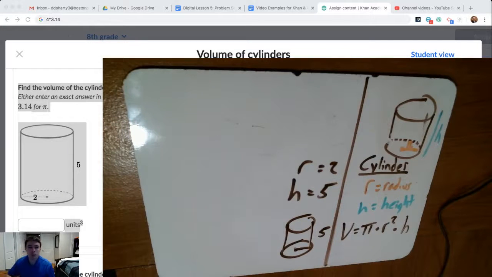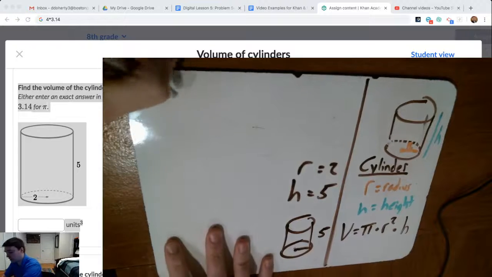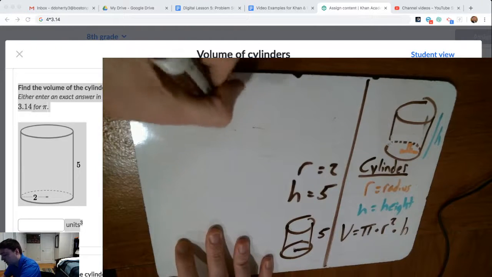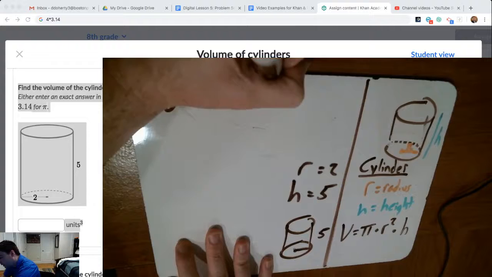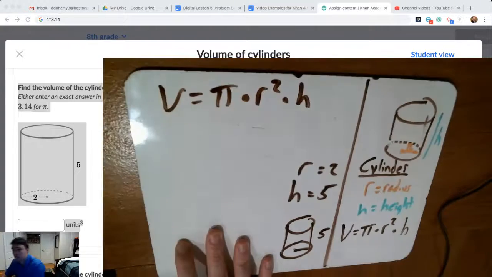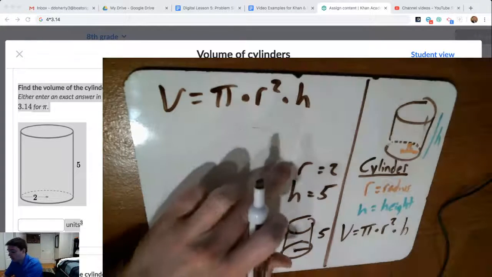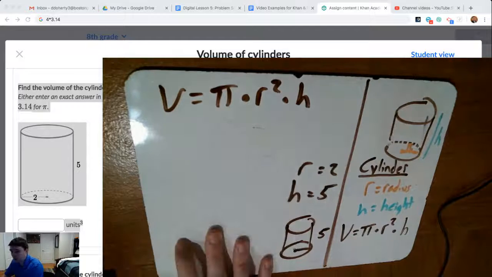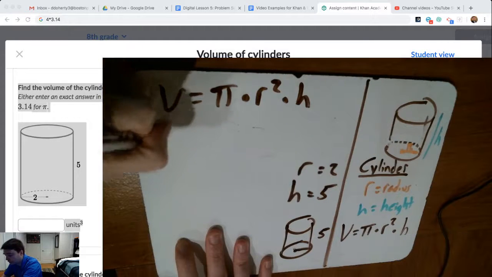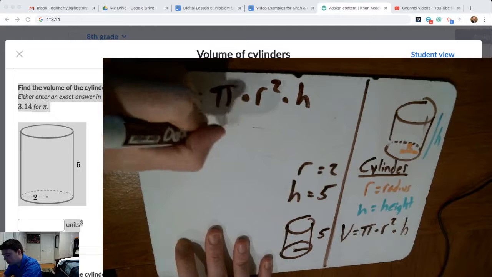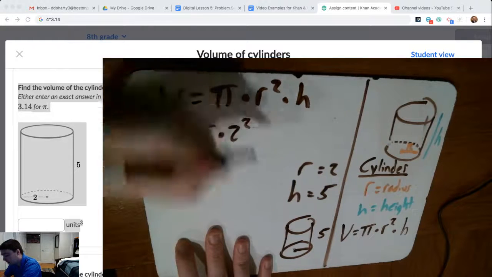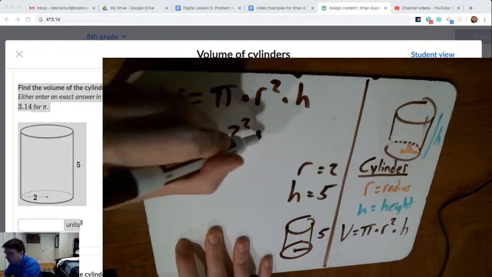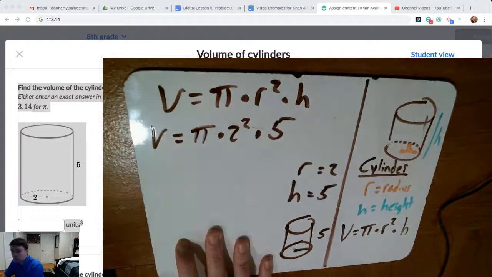Any of these volume problems, no matter what shape we're working with, starts with using the correct formula. In this case for a cylinder, it's pi times radius squared times height. Our radius is 2, our height is 5, so that's what I'm going to plug into the formula for my first step. I'm going to substitute 2 in for the radius, so that becomes 2 squared. I'm going to substitute 5 in for the height, so that becomes 5.